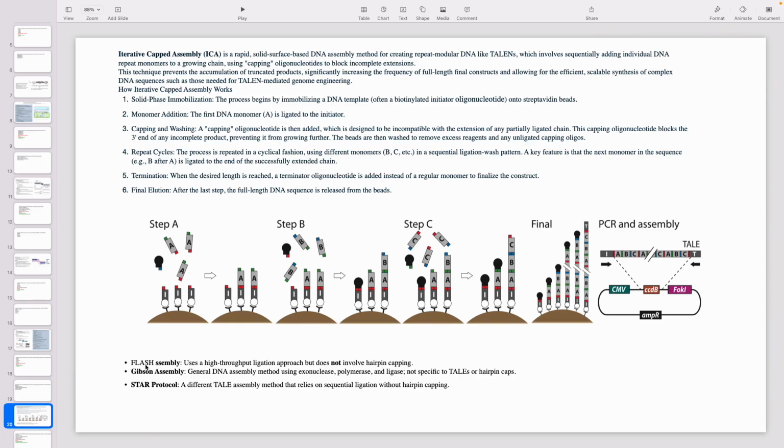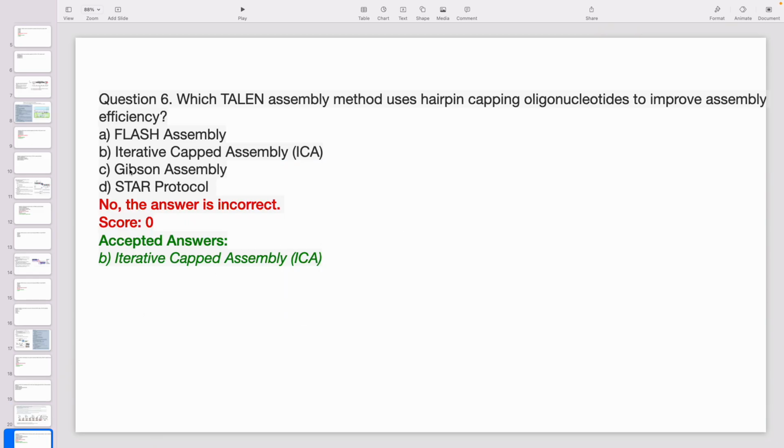Flash assembly uses a high-throughput ligation approach, but it does not involve hairpin capping. Gibson assembly is a general DNA assembly method using exonuclease, polymerase and ligase, not specific to TAL or hairpin caps. The STAR protocol is a different TAL assembly method that relies on sequential ligation without hairpin capping. So the correct option for this question is option B, iterative capped assembly.